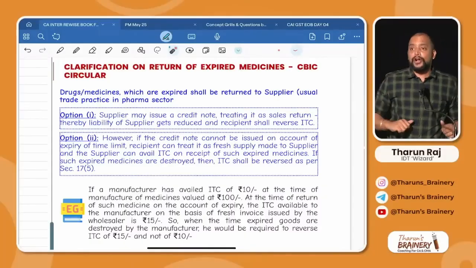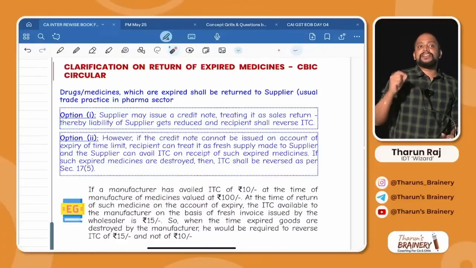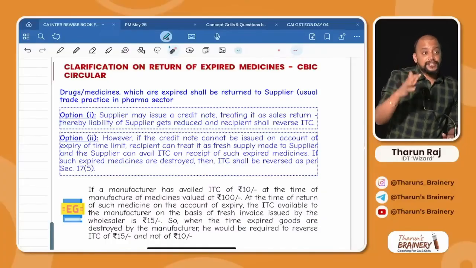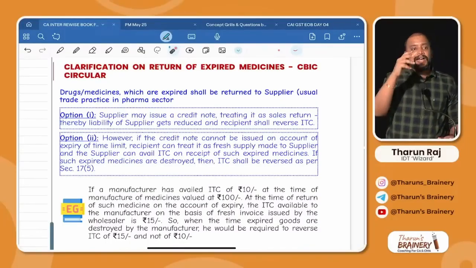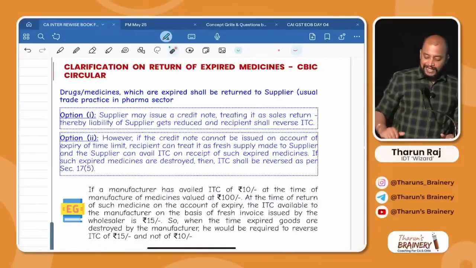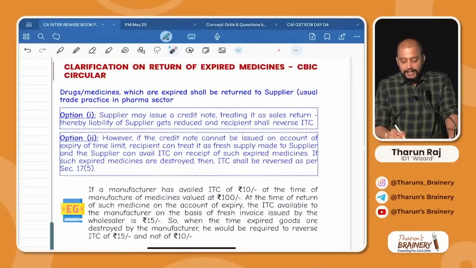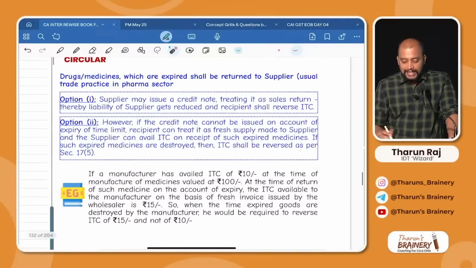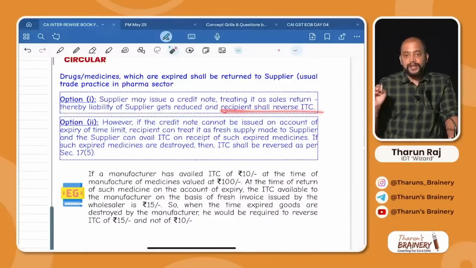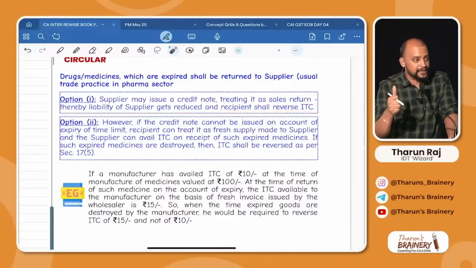Why ITC is gone? We have seen one blocked credit. What is that? If the purchased goods are lost, destroyed, written off, etc., ITC not available. Please read that. Drugs or medicines which are expired shall be returned to supplier. Usual trade practice in pharma sector. Option 1. Supplier may issue a credit note treating it as sales return, thereby liability of supplier gets reduced and recipient shall reverse ITC. Understood this?